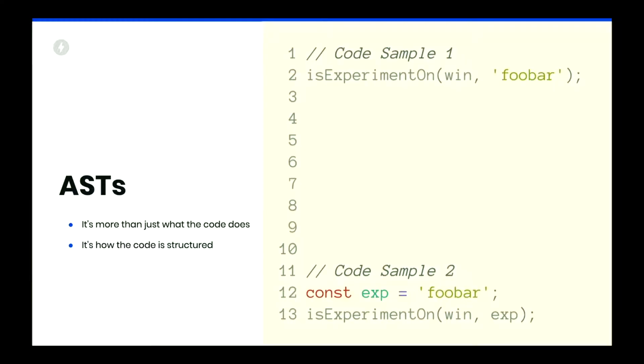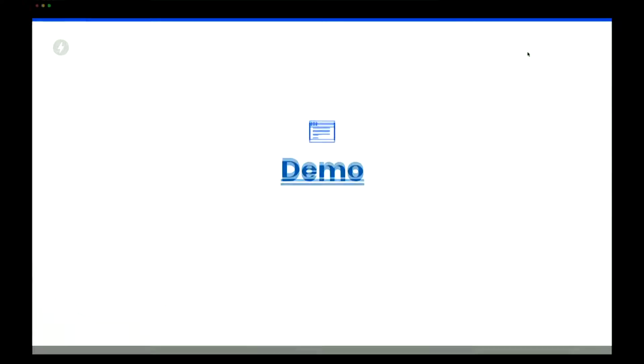But these are a little bit different than what you think about them as. ASTs aren't just about what the runtime value of all these things are. It's how is the code structured? How is it actually written? And we can see code sample 1 and 2 here evaluate to the same thing. They do the same thing. But the way that they're structured is very different. In the first case, I have foobar as an actual string literal parameter. In the second case, I have a reference to a foobar string. These are different ASTs. And I'll explain what I mean.